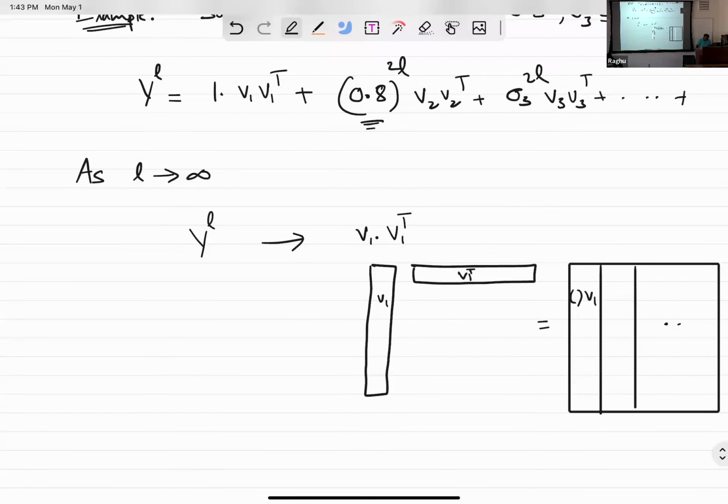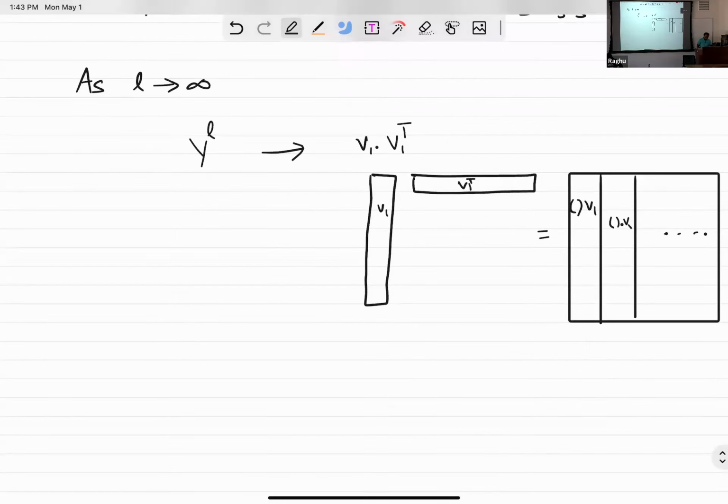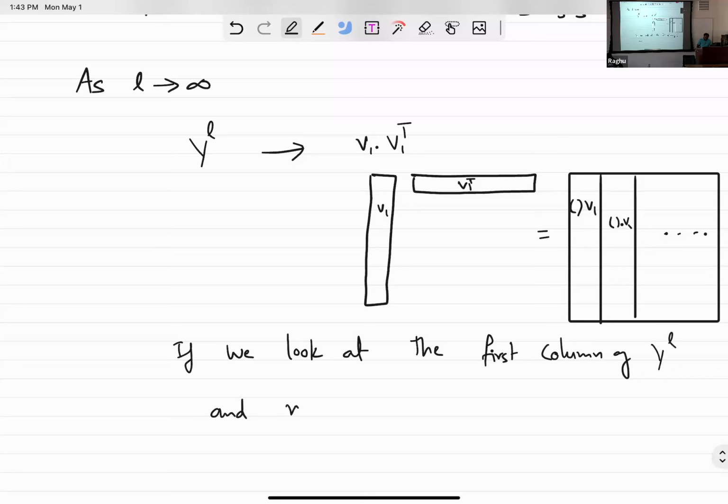Right, the first column is some number times V1. The second column is some number times V1 and so on. Okay. So if we look at the first column of y to the L and normalize it, meaning make its length 1, then we should get V1. Right? For some sufficiently large power, we can keep doing this, and then we would be good.